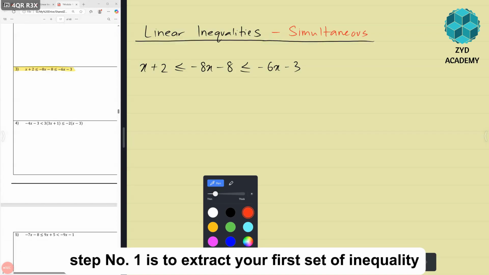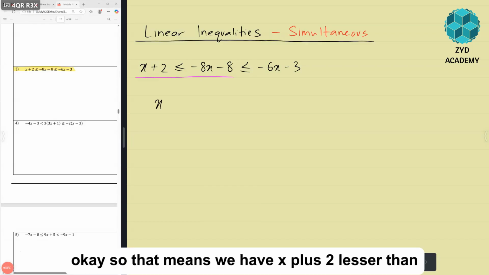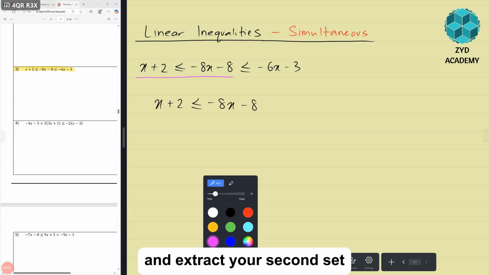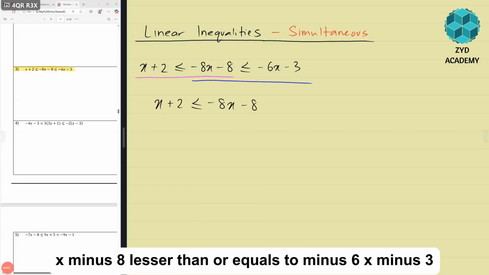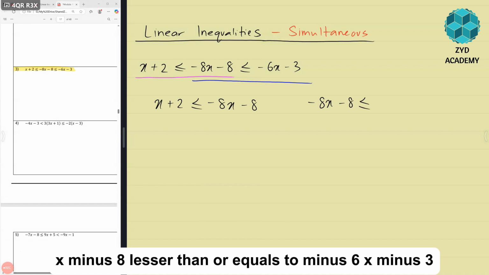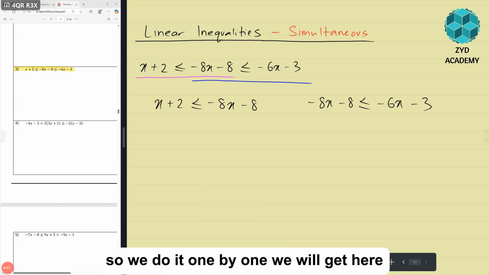Step number one is to extract your first set of inequality. That means we have x + 2 ≤ -8x - 8. This is your first set. And extract your second set, which is -8x - 8 ≤ -6x - 3. So you have two different inequalities that you need to solve. We do it one by one.